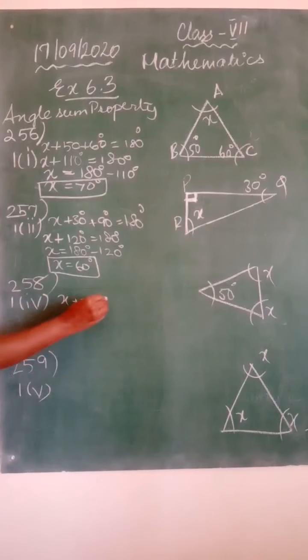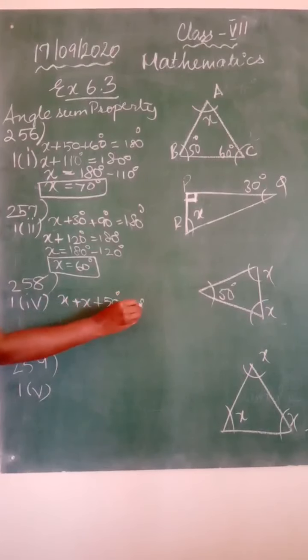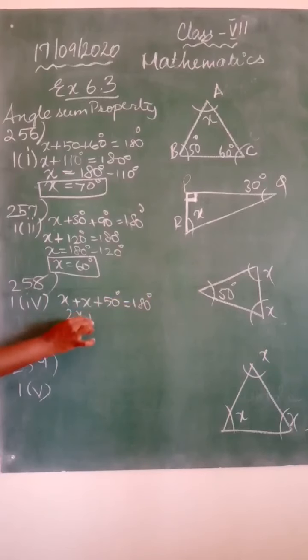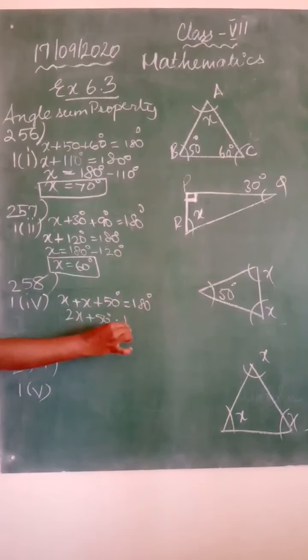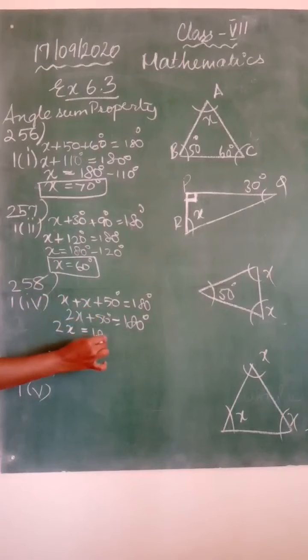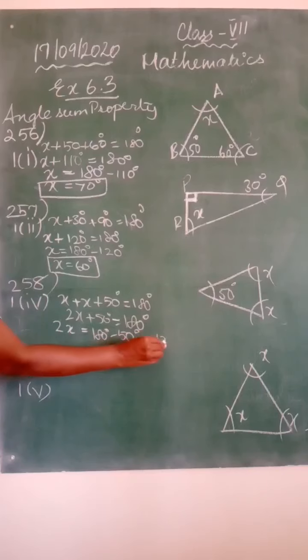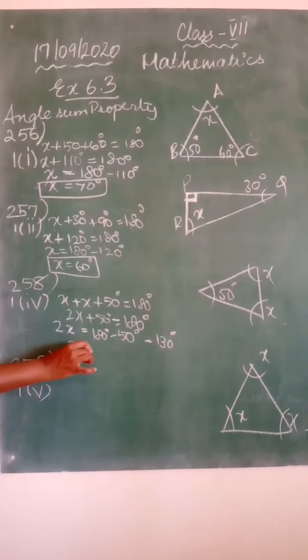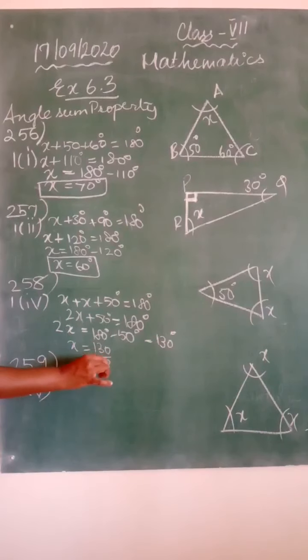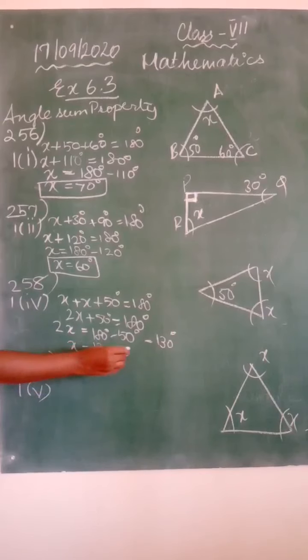Coming to the next one, here two angles are given as x, and the third angle is given as 50 degrees. So here we can write 2x plus 50 equal to 180 degrees. We need the value of x. So keep 2x and take 50 to the other side. So 180 minus 50 degrees, that is how much? 130 degrees. Now we need x only, right? x is equal to 130 degrees divided by 2. So what is that? 2 6s are 12, 1 remaining. That is 5. So x is equal to 65 degrees.